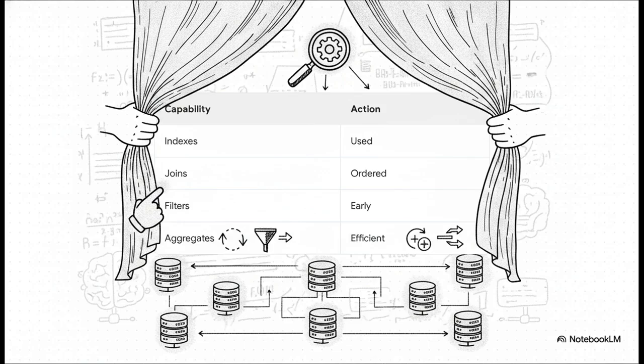It automatically chooses the most efficient join order, it filters early, and it aggregates efficiently. These optimizers are the result of decades of intense computer science research. And by using a declarative language, your application gets to benefit from all those PhDs for free.